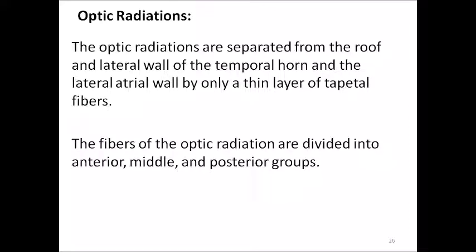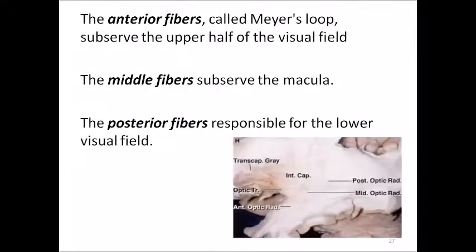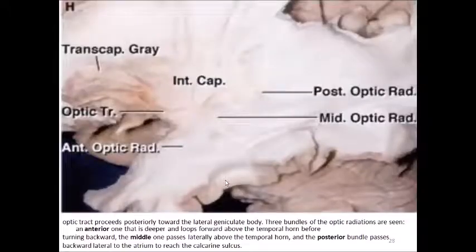Optic radiations are divided into anterior, middle, and posterior groups. Anterior fibers, the Meyer loop, subserve the upper half of the visual field. Middle fibers subserve the macula, and the posterior fibers are responsible for the lower visual field. This is a magnified view in which we can see the anterior one is deeper and loops forward above the temporal horn before turning backward, and the middle one passes laterally above the temporal horn, and the posterior bundle passes backward lateral to the atrium and reaches the calcarine sulcus.